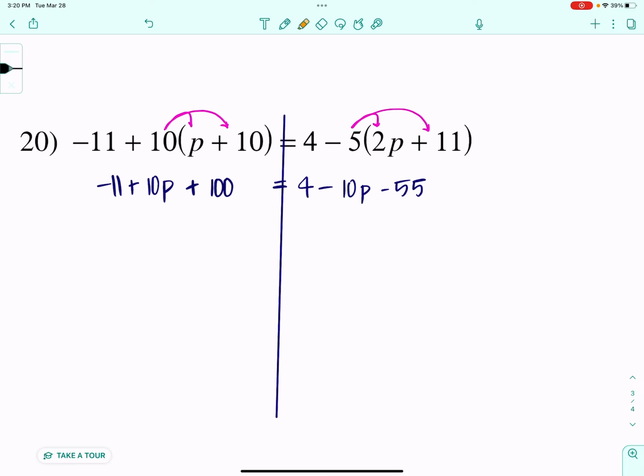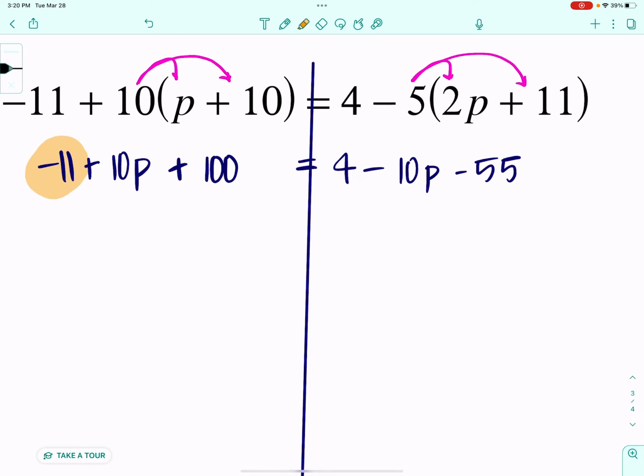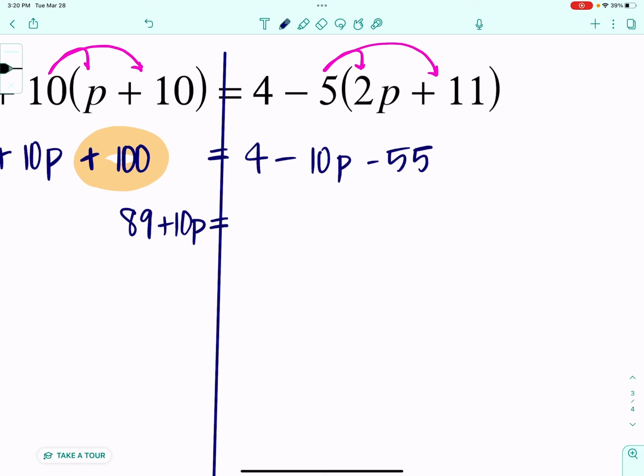Now I'm going to do like terms on either side. On the left, I have a negative 11 and a plus 100. That gives me 89 plus 10p. On the right, I have a positive 4 and a negative 55. That gives me a negative 51 minus 10p. Now this is interesting.